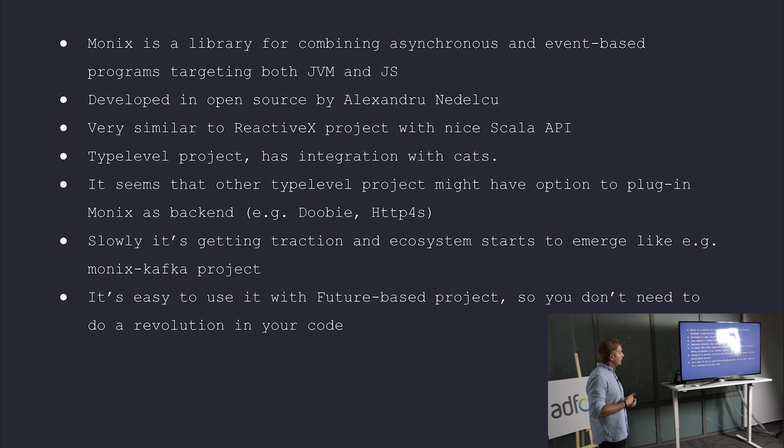It was taken lately under the Typelevel umbrella projects. It has very good integration with the Cats library. This is something that is important to you. It is possible that Monix in some near future can be used as a backend for other Typelevel projects, for example, like Doobie and HTTP4S, because you need some kind of task thing for those two projects, and now they are using functional streams. Probably because of the integration with Cats, this can be plugged in and plugged out. They're slowly creating an ecosystem around Monix. There's, for example, a Monix Kafka project, and it's actually working. At least we are using it in production, so it's production grade.